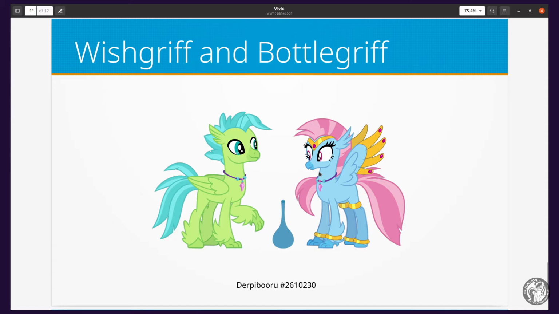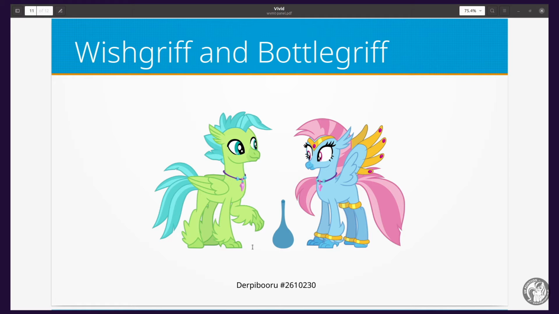Ethan, you explain about Wishgriff and Bottlegriff. Oh, okay. So those are my OCs, and as I said earlier, I was particularly enamored by the hippogriffs. I especially love the cheerful personality of Silverstream. So that's why I decided to make my two OCs hippogriffs. They're brother and sister, fraternal twins. Wishgriff is the elder one because she was born first.